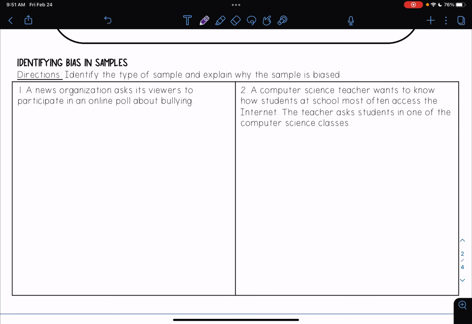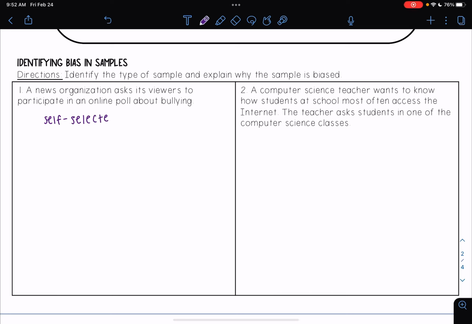So let's practice identifying bias in samples. The directions here: I'm going to identify the type of sample like we did in the last video, and then explain why the sample is biased. Number one: a news organization asks its viewers to participate in an online poll about bullying. Here the viewers can choose whether to participate in the poll. Because of that, this sample is a self-selected sample.